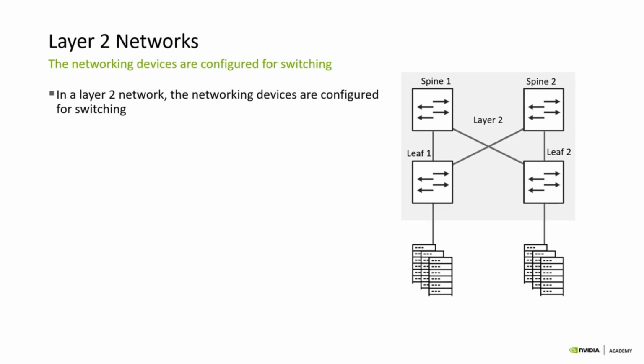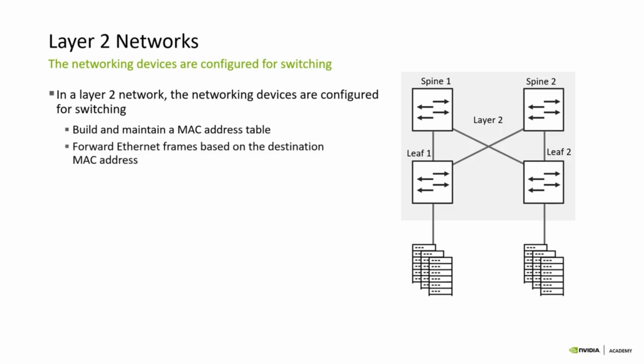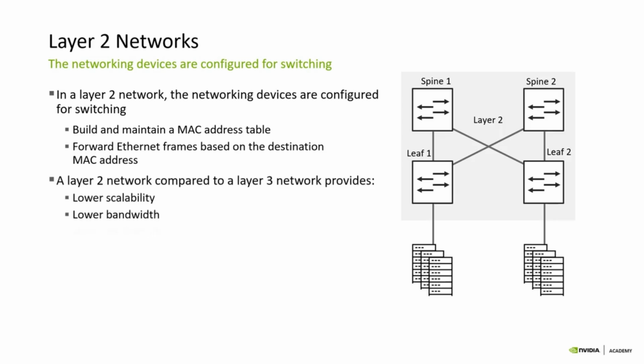In a layer 2 network, networking devices are configured for switching, meaning they make layer 2 forwarding decisions. They build and maintain a MAC address table that maps MAC addresses to exit ports. The switches process Ethernet frames and forward them based on the destination MAC address that is matched against the MAC address table. Overall, a layer 2 network does not scale well and provides lower bandwidth and performance than a layer 3 network. Also, it's harder to achieve redundancy and multipath support. We'll explore the reasons for that in the following slides.